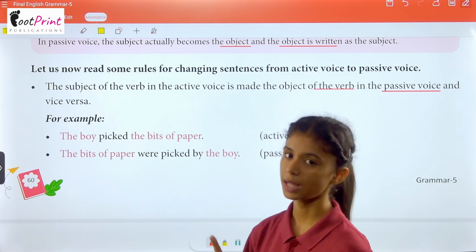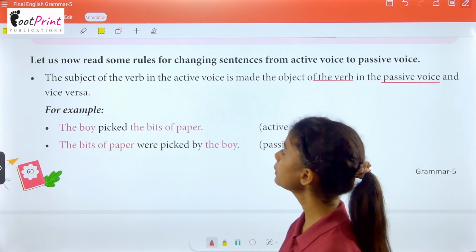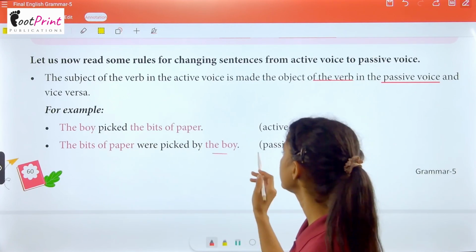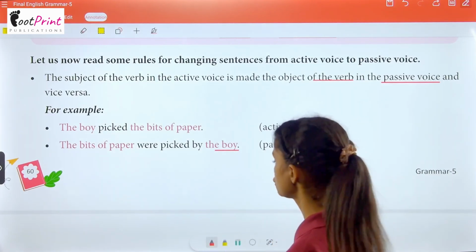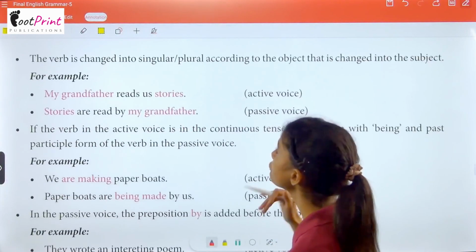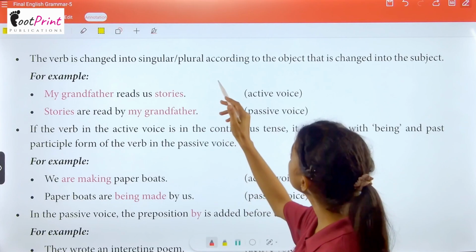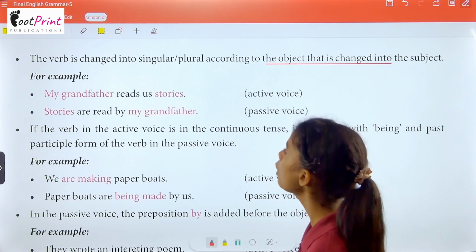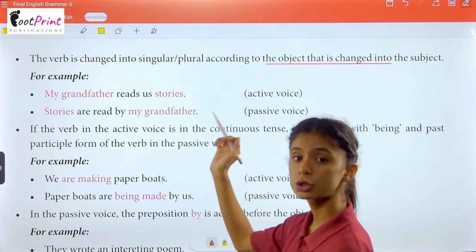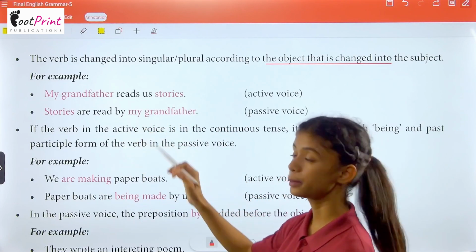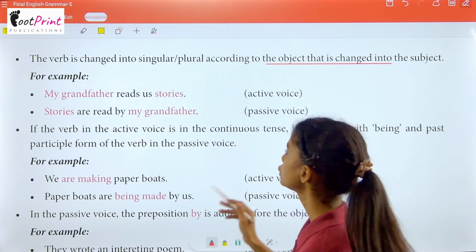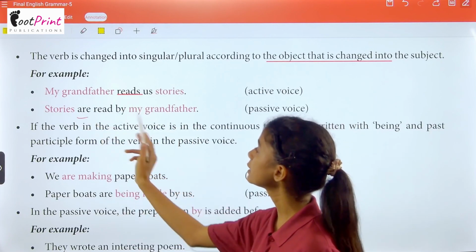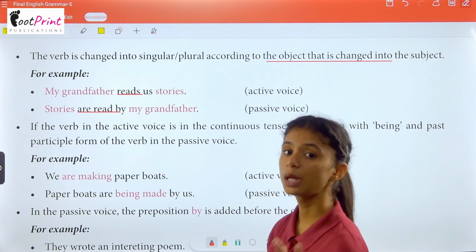From passive to active. For example, the boy picked the bits of paper. The bits of paper were picked by the boy. This is how we change it. Now we see that the verb is changed into singular or plural according to the object that is changed into the subject. Let's see how. My grandfather reads us stories. Stories are read by my grandfather. So it was reads, that means singular, and now it is are read, that means it has become plural.